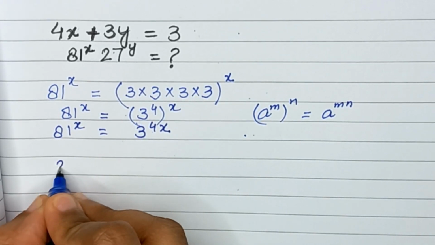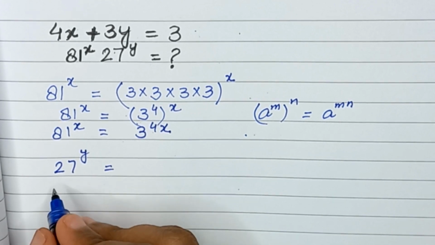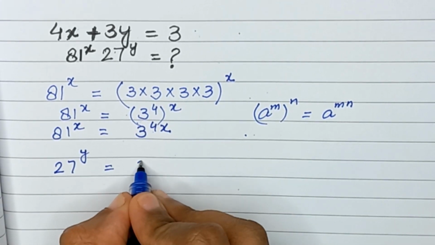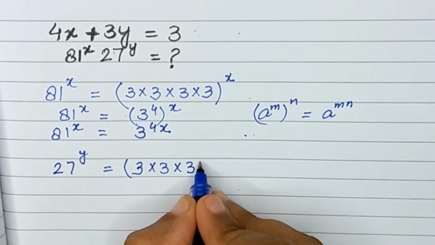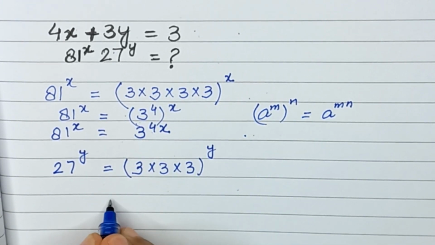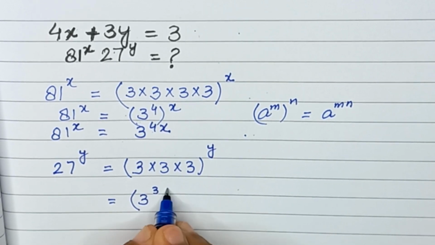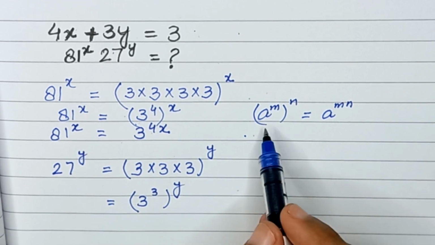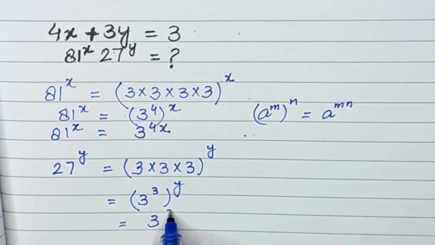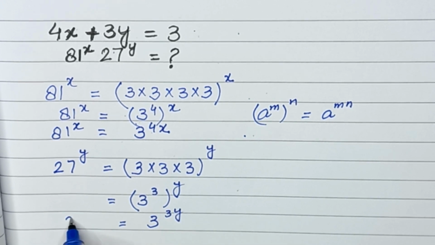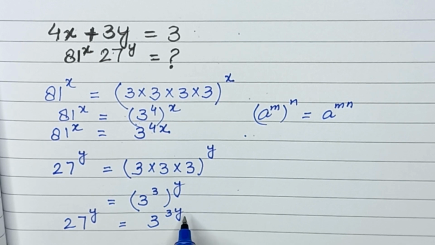Similarly, 27 raised to the power y is equal to 27, which is the same as 3 multiplied by 3 multiplied by 3, and its whole power is y, which will be equal to 3 raised to the power 3 and its whole power y. Same exponential rule we will apply here, so it will become 3 raised to the power 3y. It means 27 raised to the power y is equal to 3 raised to the power 3y.